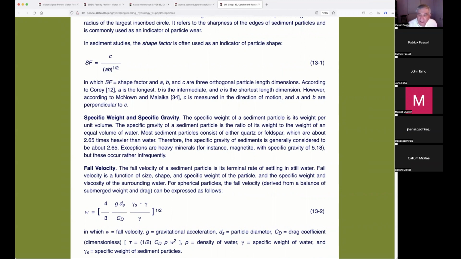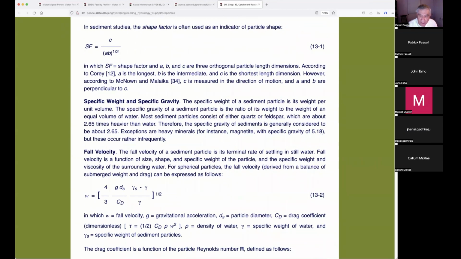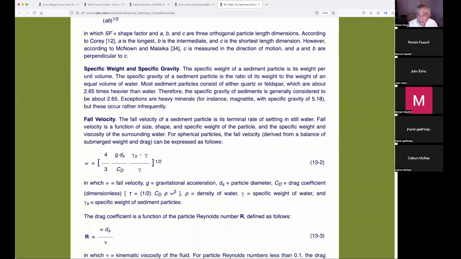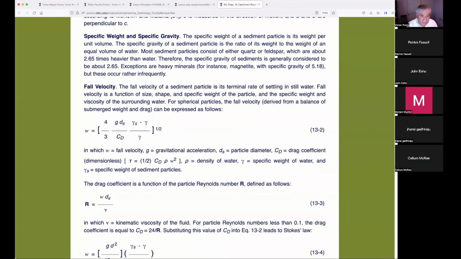I would say largely 99% or even more have a specific gravity of 2.65. It varies between 2.65 and 2.67 depending on who you talk to. As we say in there, magnetite, which is a specific kind of rock, would have a specific gravity all the way up to 5.18 because it has a lot of iron in it. And iron, you know, has a very high specific gravity as an element.